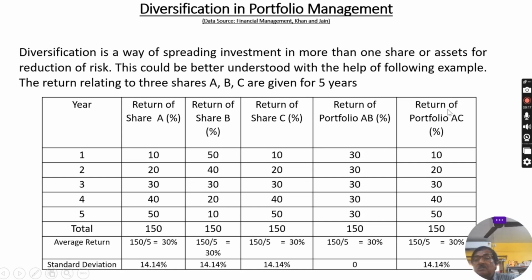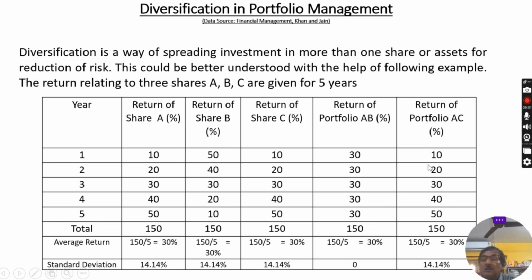Now check for the combination of AC, this portfolio. Then what is the return for first year? A and C, half of 10 and half of C is half of 10, that means 10%. In this way again I am showing for fourth year, say half of 40 and half of 40, that means 40%, 20 plus 20. In this way you can also find out the returns for the portfolio AC.